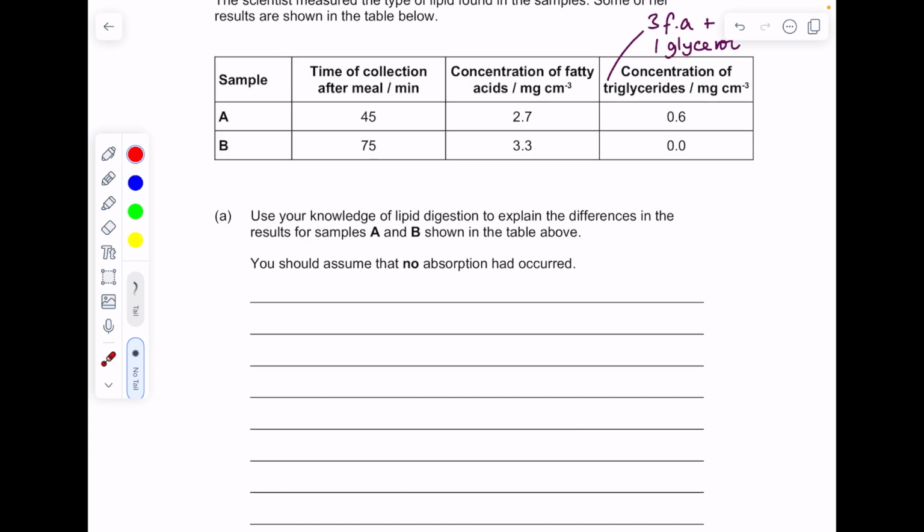Use your knowledge of lipid digestion to explain the differences in the results for samples A and B shown in the table above. You should assume that no absorption has occurred. So what we're going to say is that the concentration of triglycerides decreases, and the reason for that is the action of the enzyme lipase, which digests the triglycerides to fatty acids and glycerol.